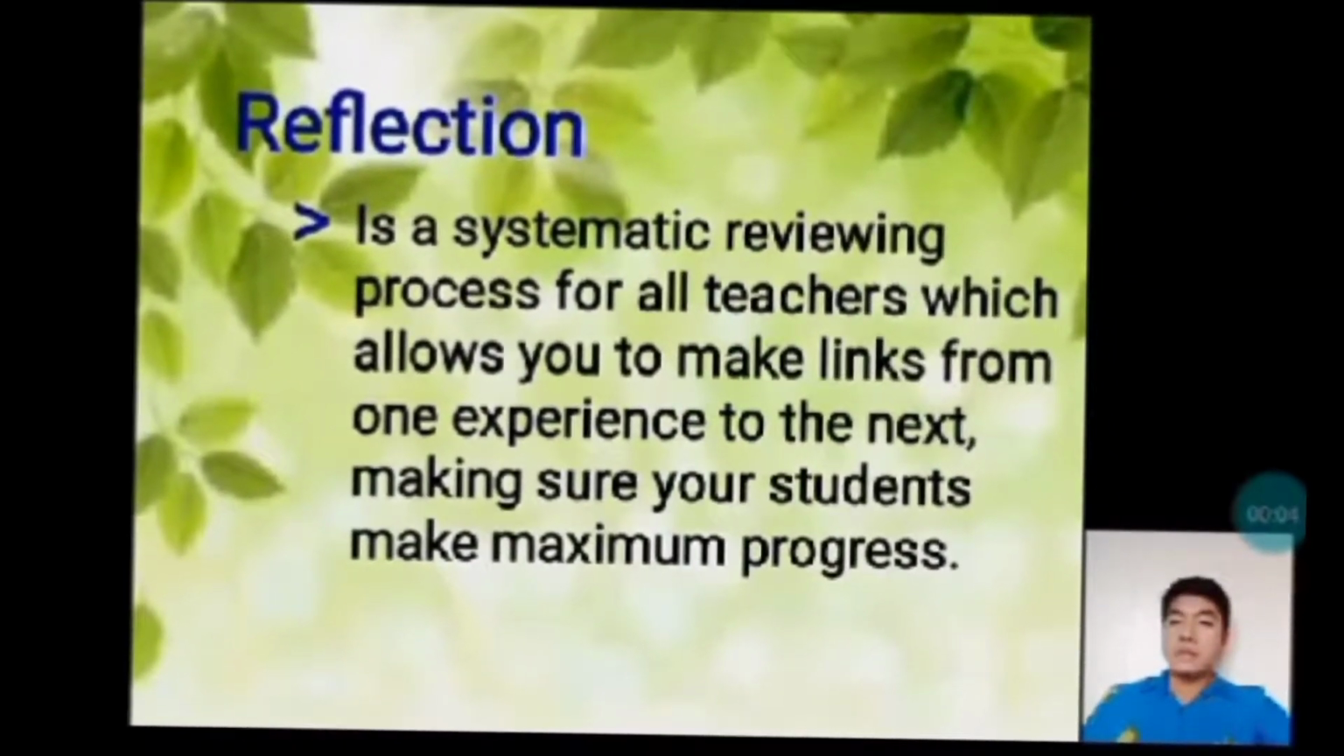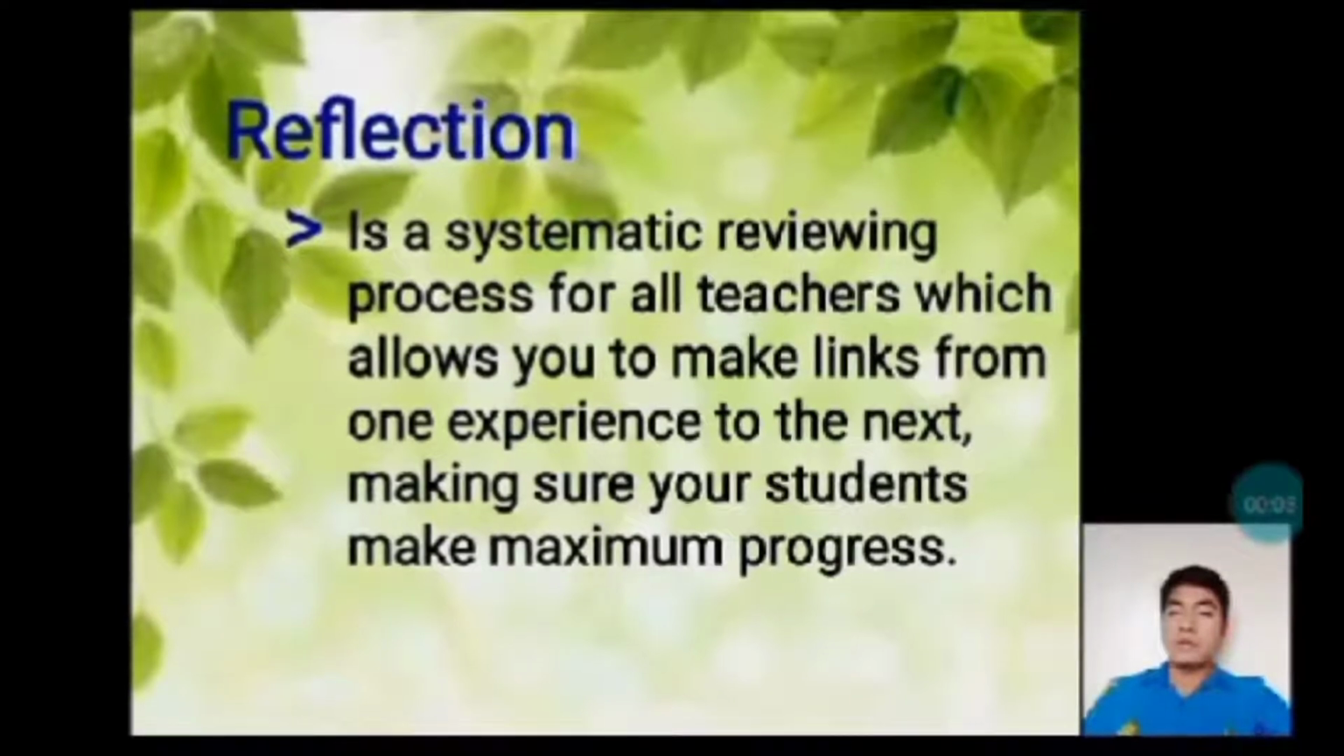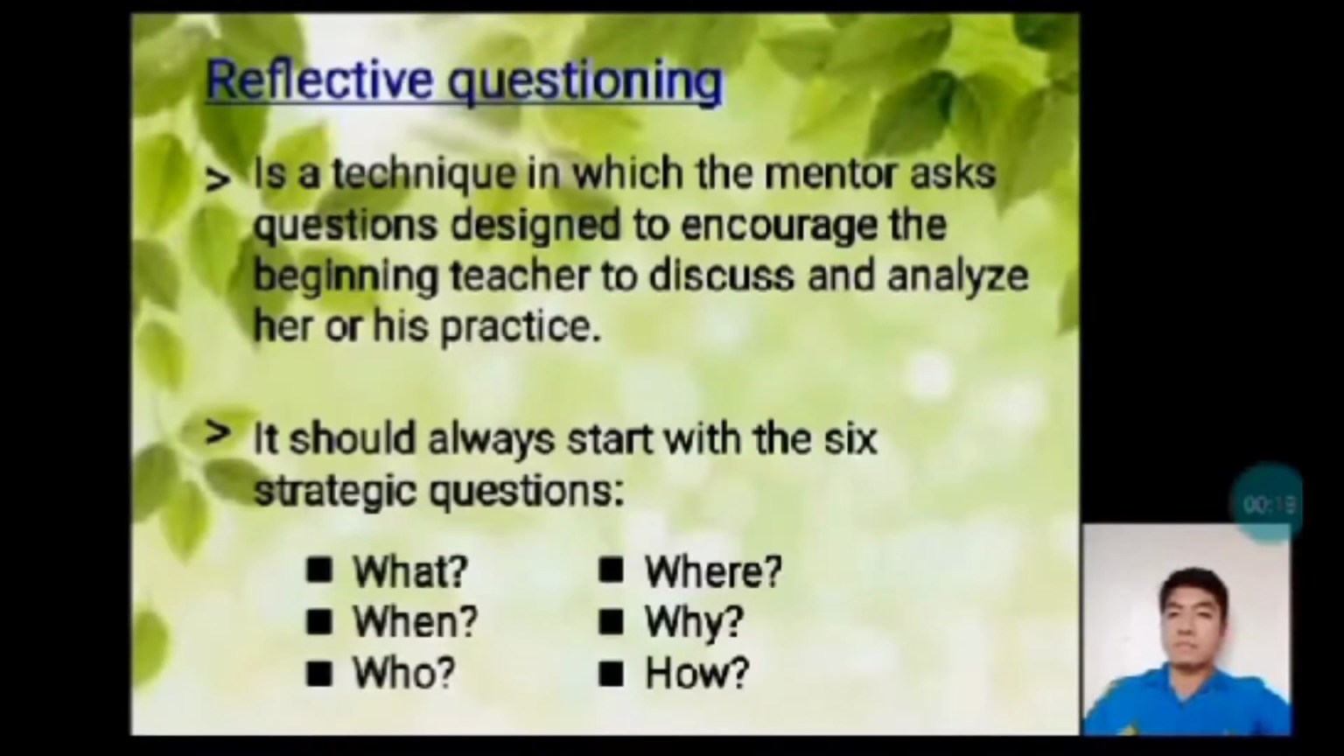Reflection is a systematic reviewing process for teachers which allows you to make links from one experience to the next, making sure your students make maximum progress. Reflective questioning is a technique in which the mentor asks questions designed to encourage the beginning teacher to discuss and analyze her or his practice. It should always start with the six strategic questions: what, when, who, where, why, and how.